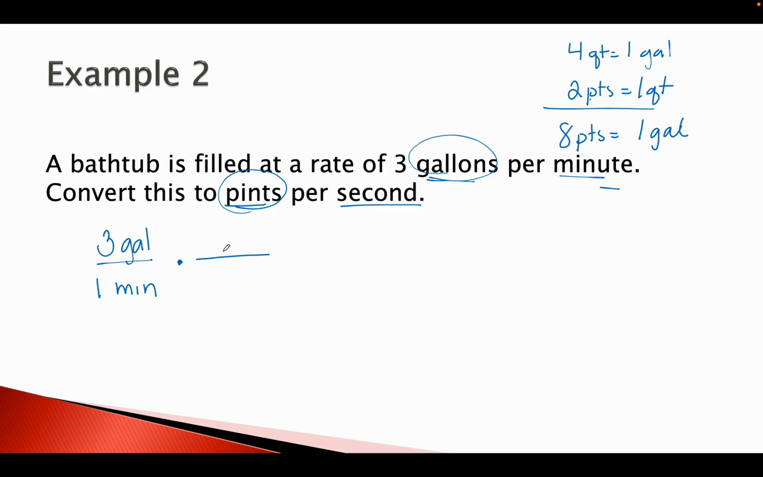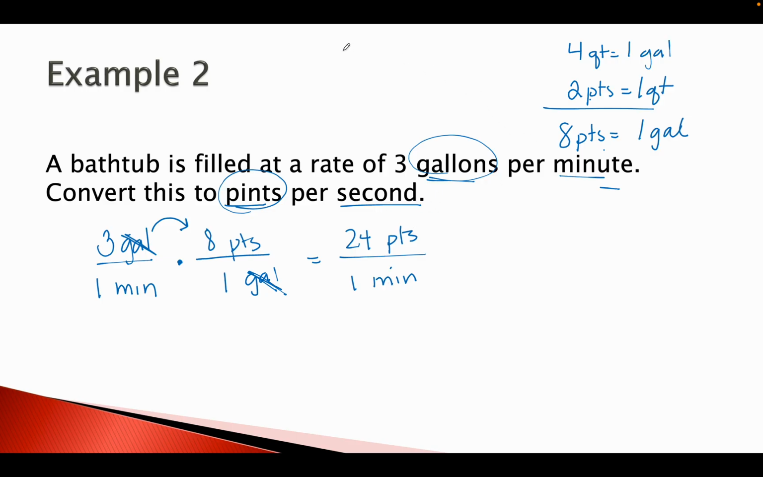When I set up my rate, I need to decide where to put the 8 pints and where to put the 1 gallon. I want the gallons to cancel out. So I'm going to put my 1 gallon on the bottom and 8 pints on the top so that gallons and gallons can cancel. When I multiply these two together, I get 24 pints over 1 minute. So 3 gallons per minute is 24 pints per minute, but we want to know how many pints per second that is.